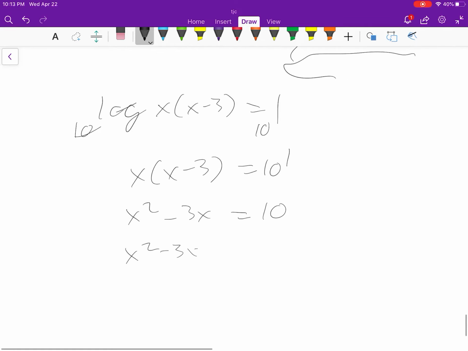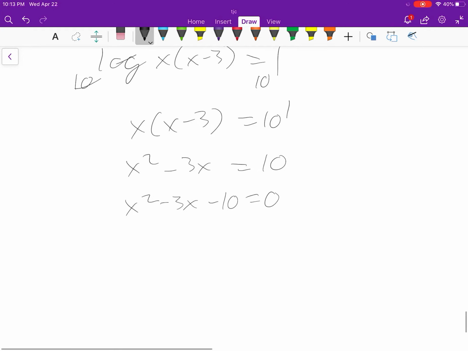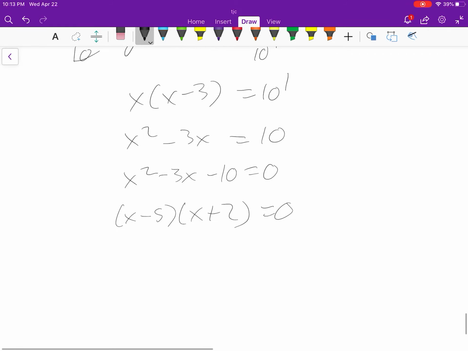Subtract 10 from both sides. Factor it. Get x minus 5 times x plus 2 equals 0. Then set each of them equal to 0 and solve, and you'll get x equals 5 and x equals negative 2. Now, we could go ahead and check.